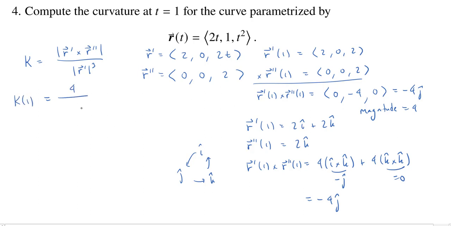So when we compute kappa of 1, we're going to end up with 4 over, well, we still need the cube of the magnitude of r prime, but we can get that pretty easily over here. The magnitude of r prime, at 1 of course, is going to be the square root of 2 squared plus 2 squared, that's 8. And then we need to cube it. So if we cube this, we're going to get the square root of 8 cubed. Well, that's going to be 8 root 8.